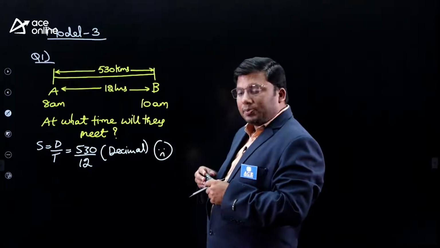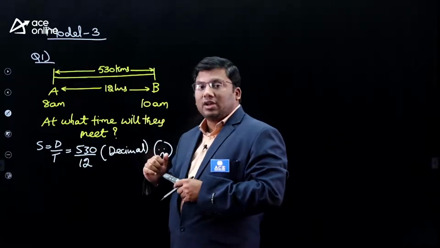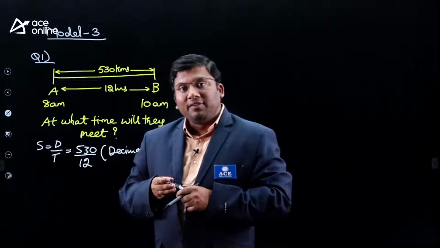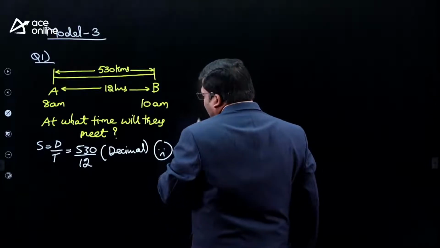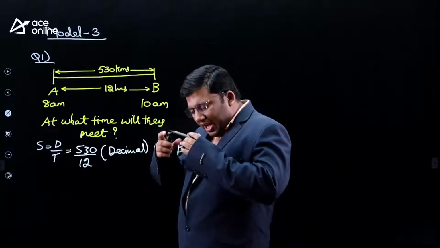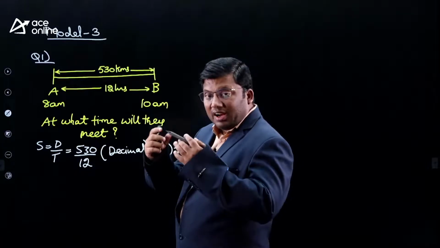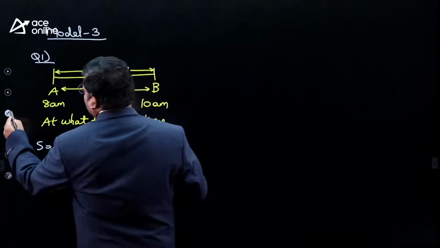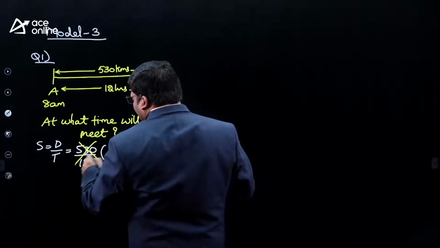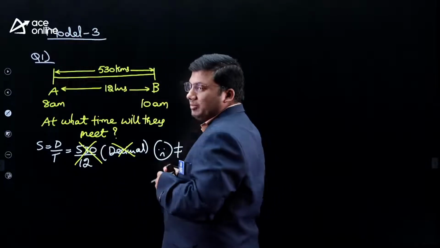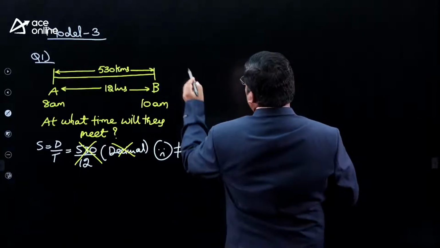I hope it is clear. Speed equals distance by time: distance is 530 kilometers, time is 12 hours, so 530 by 12 is a decimal value. So we will not use this method. In every class of mine, whatever methods you are following, I will optimize them and tell you methods that help you solve the problem fast. We will not use this method because anything working with decimals is very time consuming. Now listen carefully, sir.